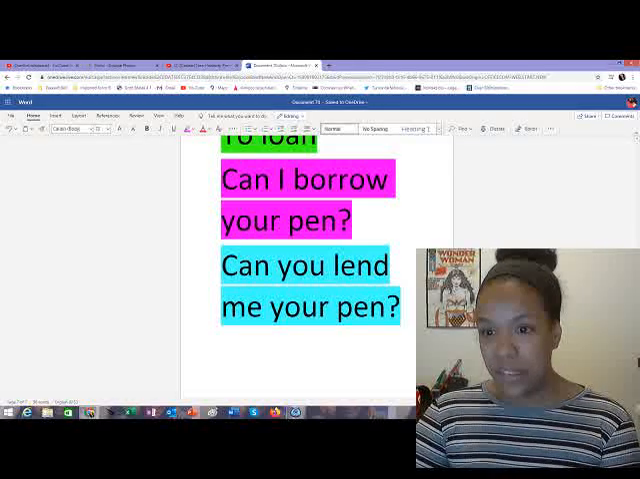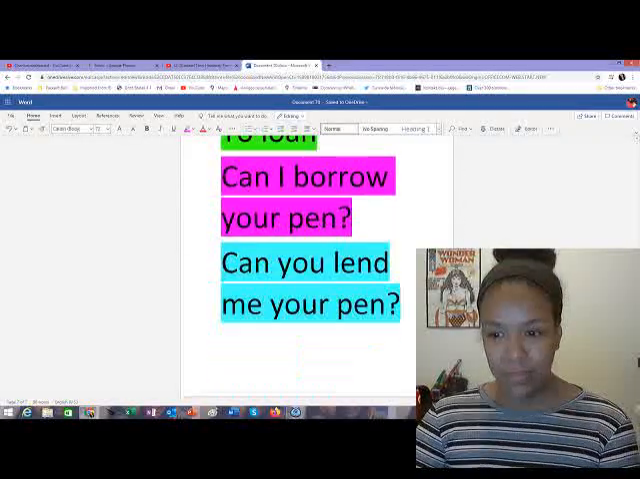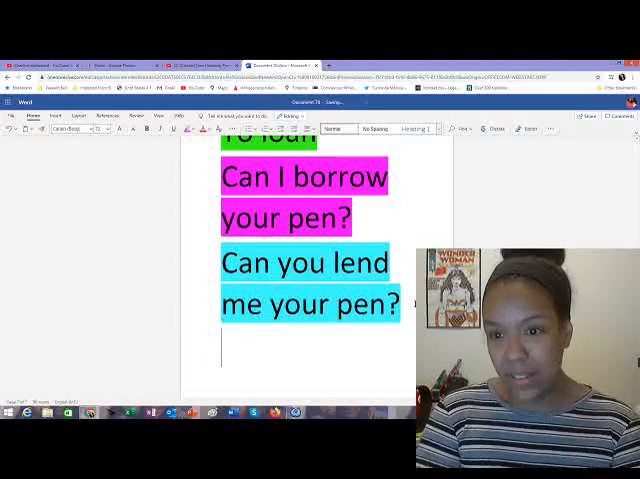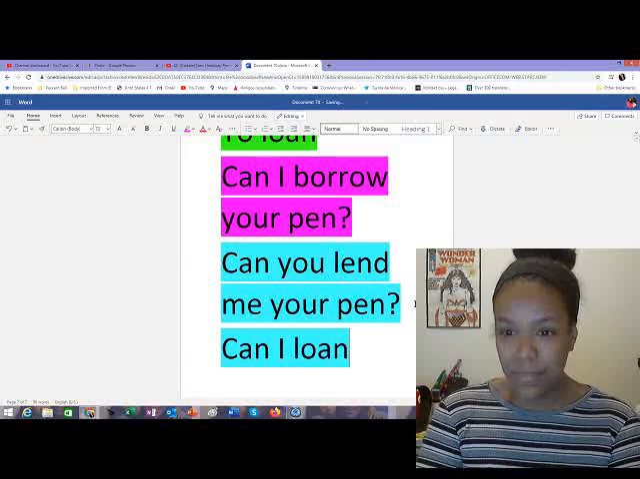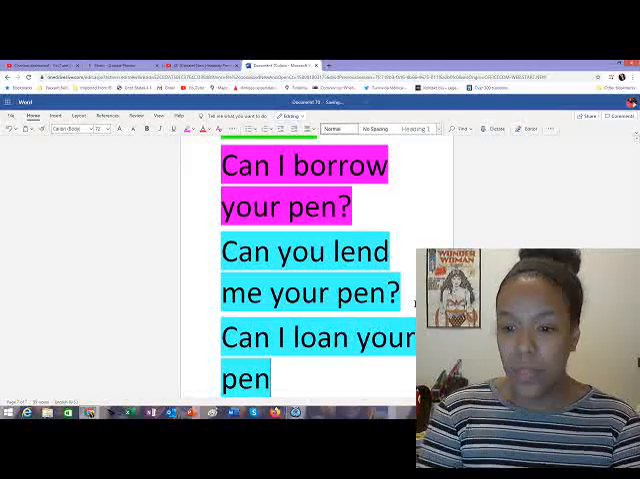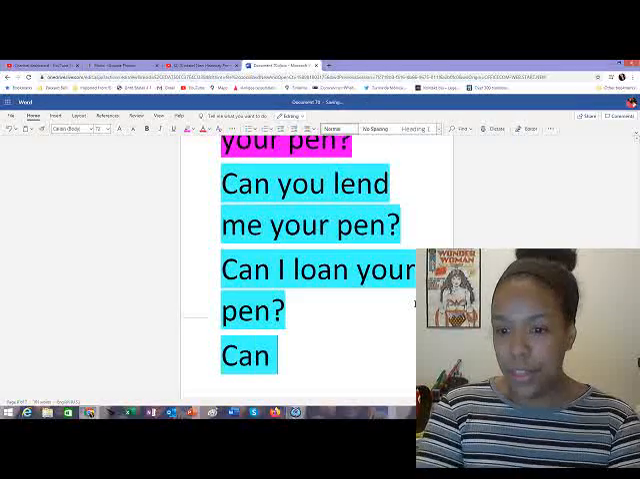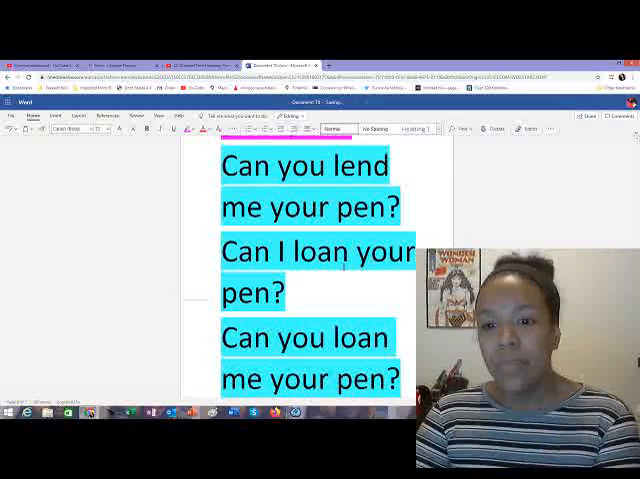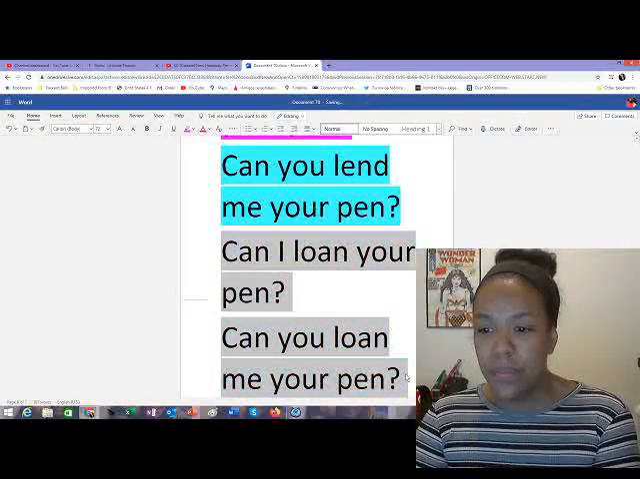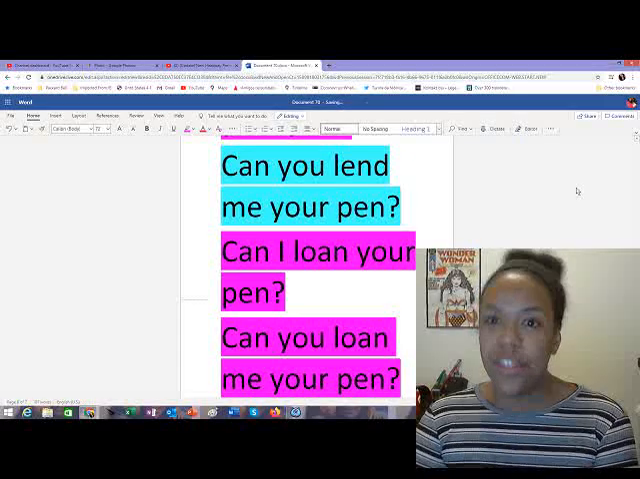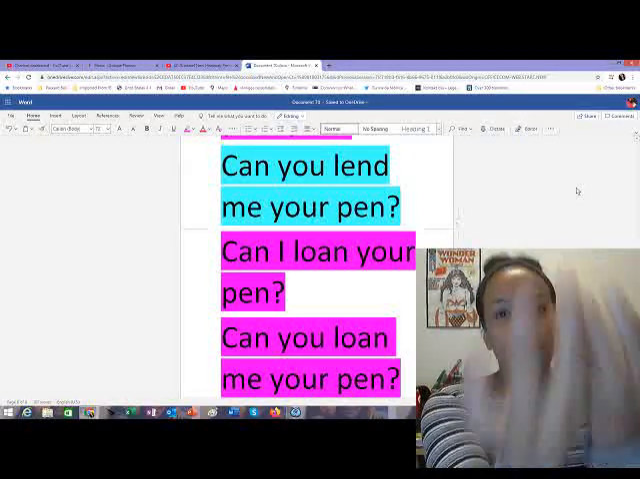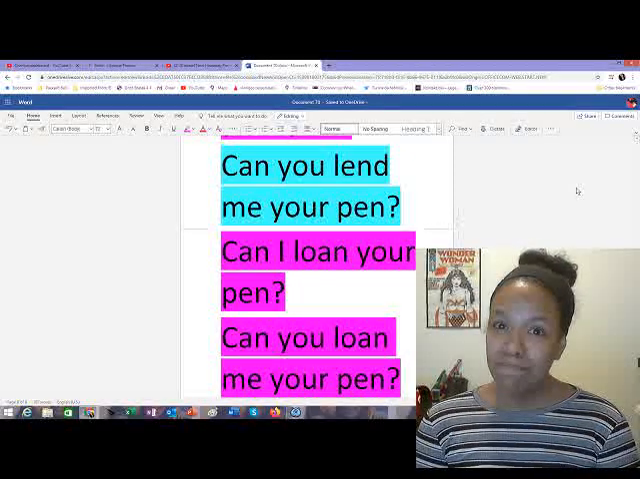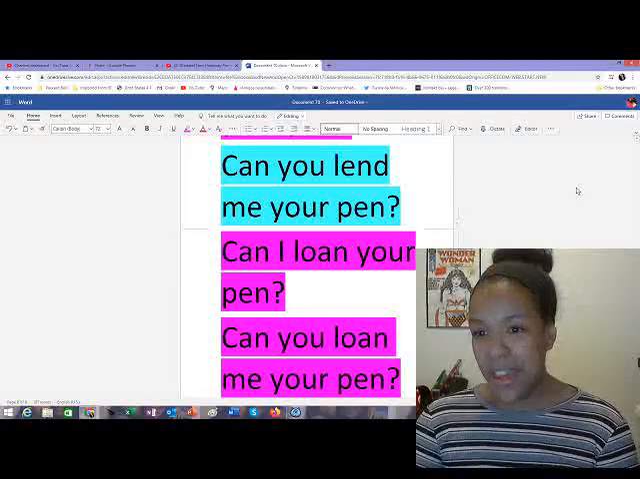Which leaves us with to loan. I'm sure everyone's going to love this, because you can say both. Loan can be used for both actions. To loan to someone, to loan from someone. So just think about that.